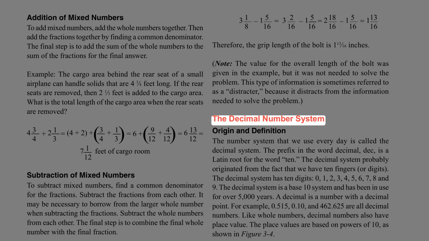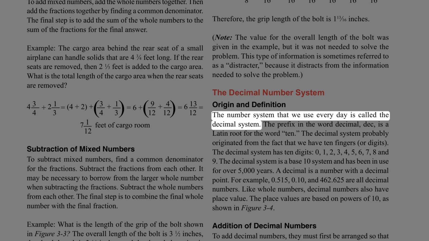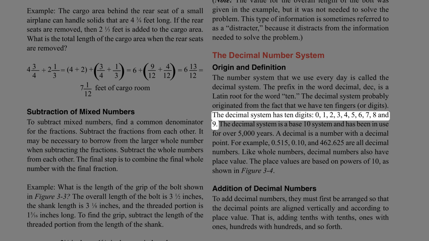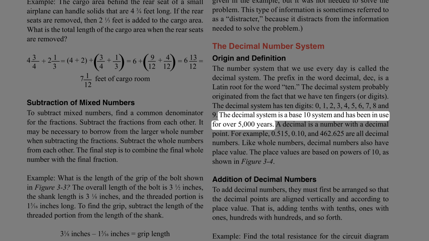The decimal number system, origin and definition. The number system that we use every day is called the decimal system. The prefix in the word decimal, dec, is a Latin root for the word 10. The decimal system probably originated from the fact that we have 10 fingers, or digits. The decimal system has 10 digits: 0, 1, 2, 3, 4, 5, 6, 7, 8 and 9. The decimal system is a base 10 system and has been in use for over 5,000 years.